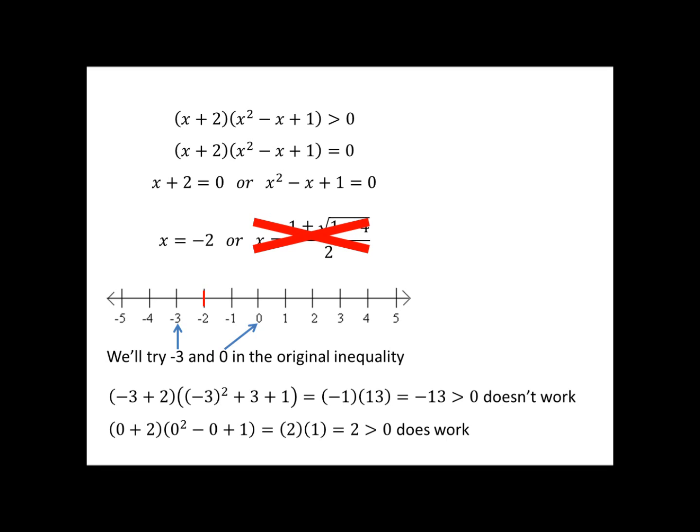So I plug in negative 3, and I get negative 13 is greater than 0. Well, that's not true. That whole region doesn't work. I plug in 0, I get 2 is greater than 0. Yeah, that does work. So the region to the left of negative 2 doesn't work. The entire region to the right of negative 2 works. So my solution is that x is greater than negative 2.